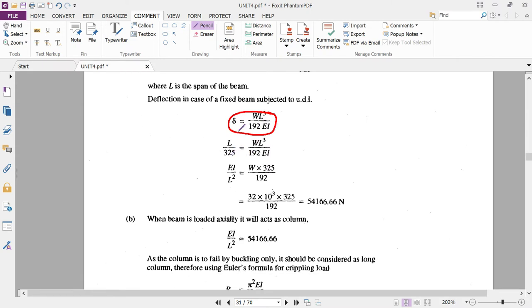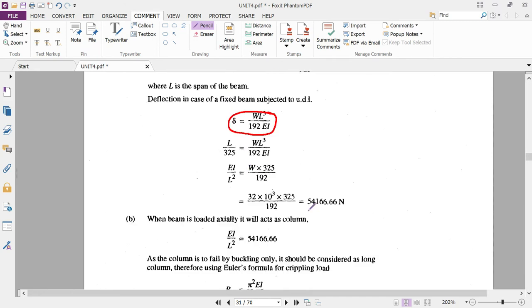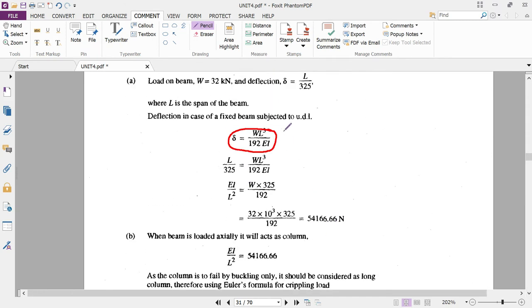Okay, so we can write this value of delta and we can directly calculate the value of W. So W will be equal to 541166.66 Newton. Okay, now second case, when the beam is loaded axially, this is the first case, when it is subjected to UDL.